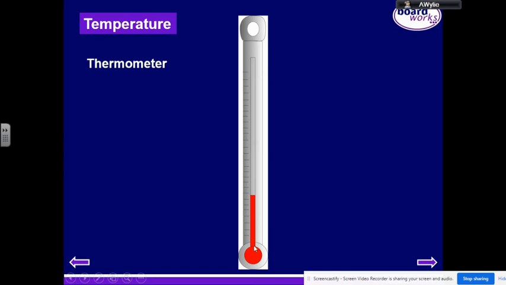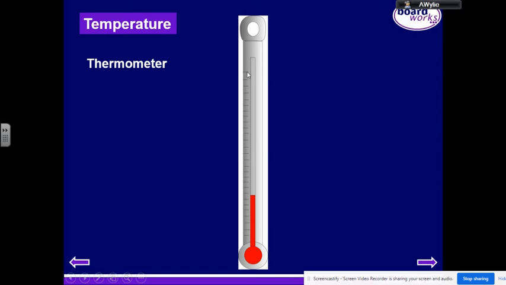Now, this metal has some special properties. When the temperature gets warmer, the metal expands, it grows, and that forces the mercury up a small, thin glass tube that runs up the middle of the thermometer, which is shown in red. When the mercury gets cold, it contracts, it shrinks, and it moves back down the little glass tube. As long as you've got the units up the side, you can record what the temperature is. So that's how the thermometer works.